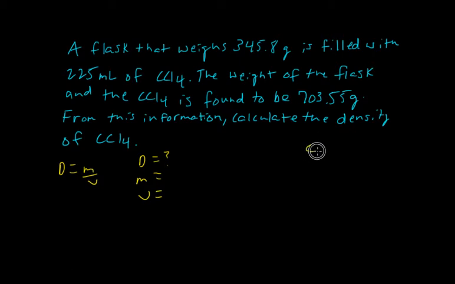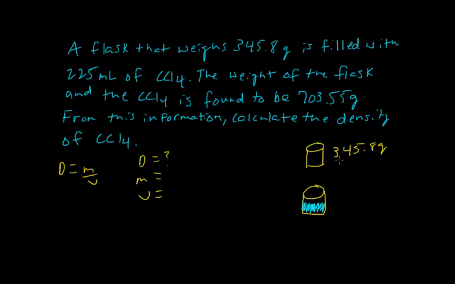So if we draw a picture, let's say we have this flask or beaker or whatever else, and this flask by itself weighs 345.8 grams. So this particular flask is filled with 225 milliliters of CCl4. So the weight of the flask and the CCl4 is found to be 703.55. So let's draw this beaker again, but this time it's not empty, so let's draw this liquid in it. So this blue is my CCl4.